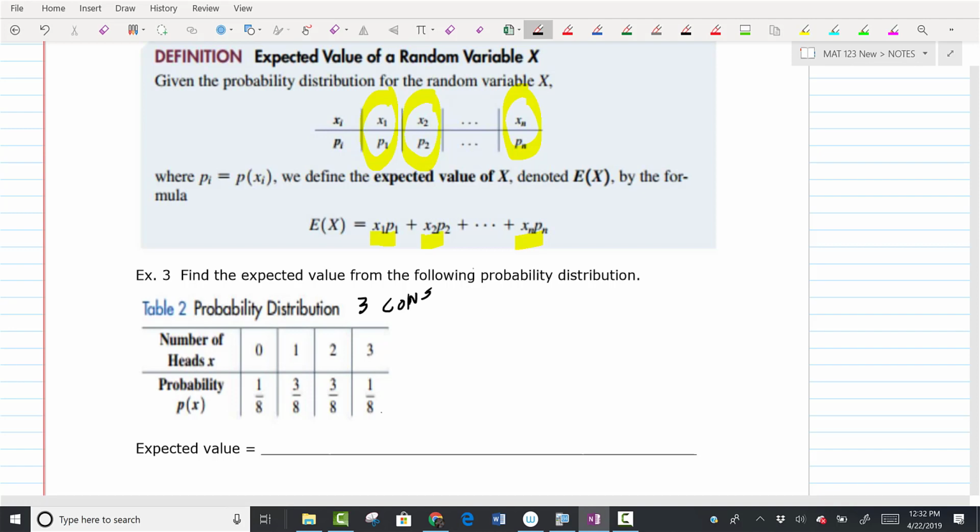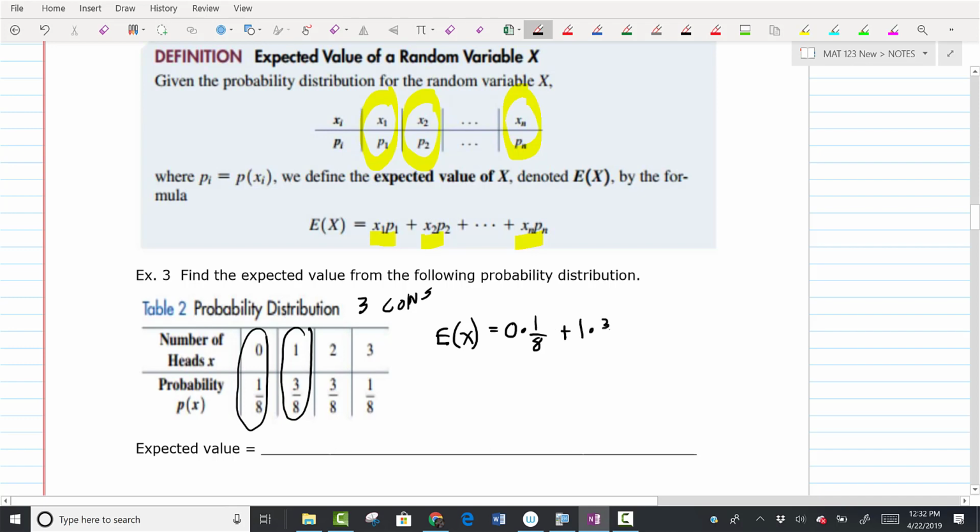Okay, so here's how you do the expected value. You write down E of X. That's the notation for expected value. And what you do is real simple. You just take those 2 numbers and multiply. So you do 0 times 1/8. Then you do the same thing here: 1 times 3/8. Then you do the same thing here and add these things up: 2 times 3/8. And the last one is plus 3 times 1/8. So that's the arithmetic you do.